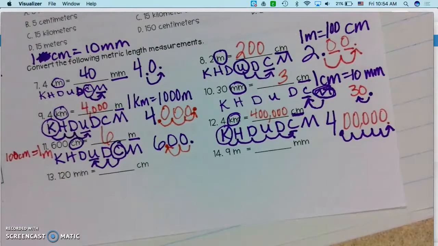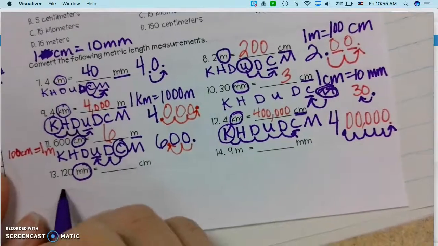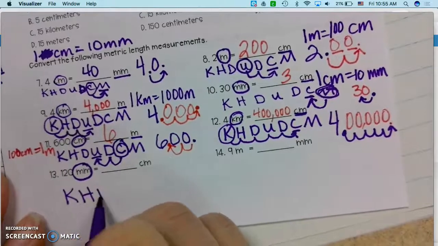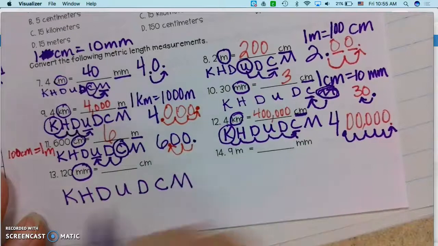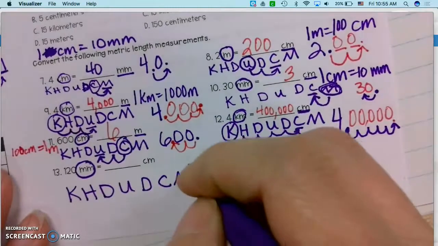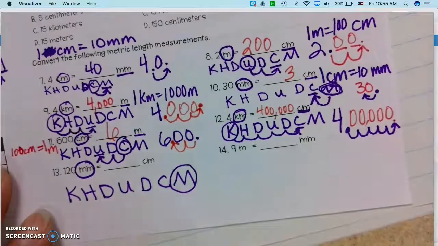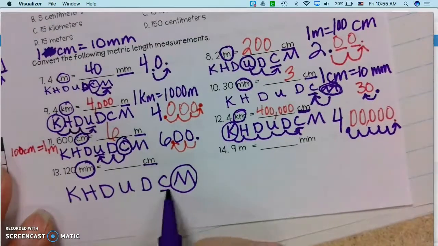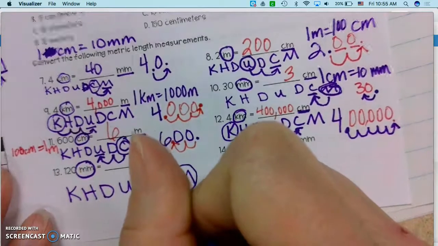All right, y'all want to check 13 and 14 really quick before we go to lunch? All right, we're starting at millimeters. Where is the millimeters? At the end. Which letter? M. At the M, because we have MM. We have 2 M's. And then we end at the C. Good, we're ending at the C. So which way do I need to move my decimal? Backwards. How many times? 1.